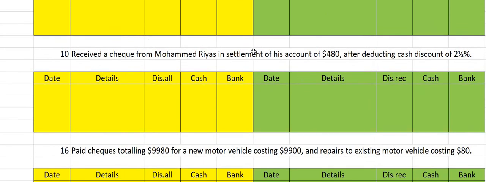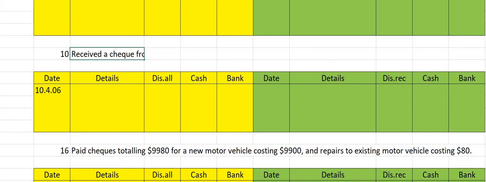Received a cheque from Muhammad Riaz in settlement of his account, 480. Now you received. If you receive, you enter it on the debit side. You received a cheque for 480 after deducting cash discount of 2.5%. Right? First remember, you enter this on the debit side. 10/4/06. From whom did you receive? You received from Muhammad Riaz.